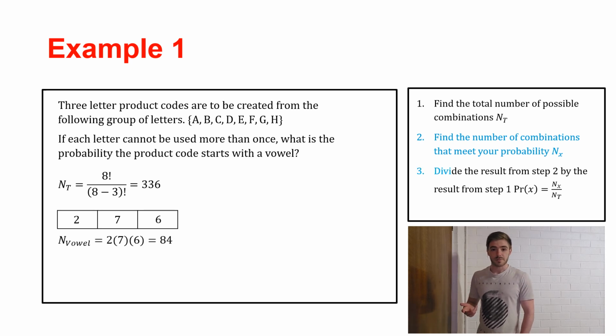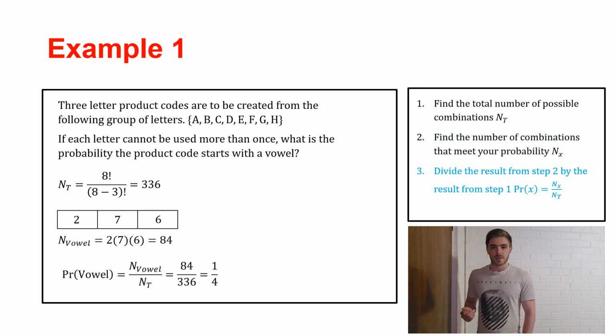The final step of the framework is just to perform the division. 84 divided by 336 is going to get us to the probability of a quarter.